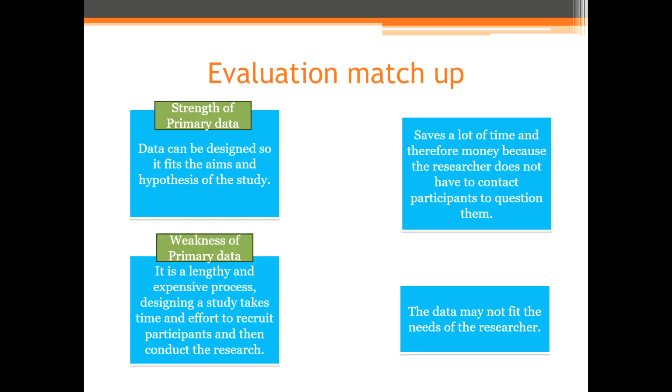Whereas, as we've mentioned, it's a very lengthy and expensive process to do primary data because you've got to go to a lot of time and effort to recruit your participants and conduct your studies, your research. And then the flip of that is that secondary saves a lot of time and money because you don't have to contact participants, you don't have any ethical issues, it's quite easy to conduct it.